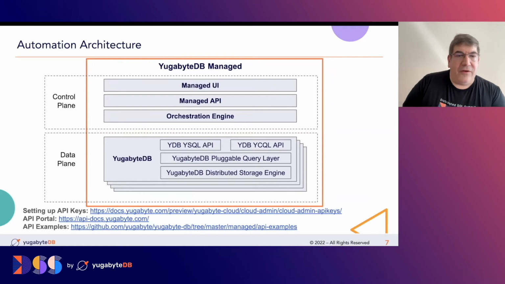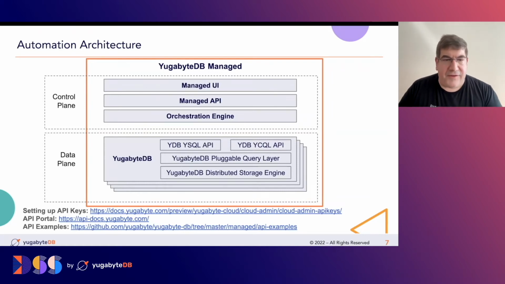So with YugabyteDB Managed, we have what we call an automation architecture. And it's defined into two sections. One is a control plane, the other is a data plane. And the control plane is what you see through a user interface in a browser. It has a managed user interface.